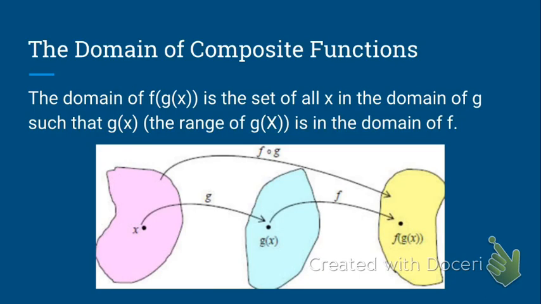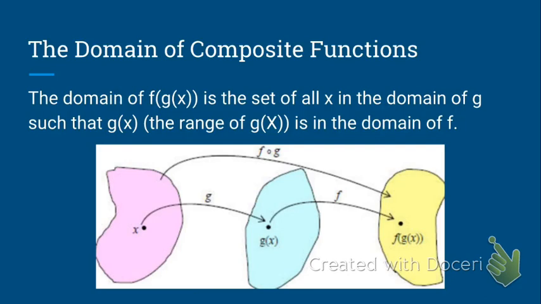Hello, hello. This is part 2 of the series on 2.5, find the domain of composite functions. So a composite function is like f of g of x. Finding the domain is a little tricky, so we're just going to focus on doing that. This picture kind of illustrates what's going on.